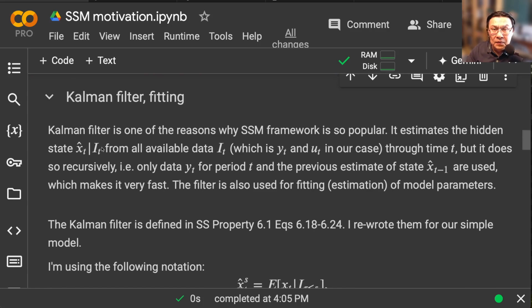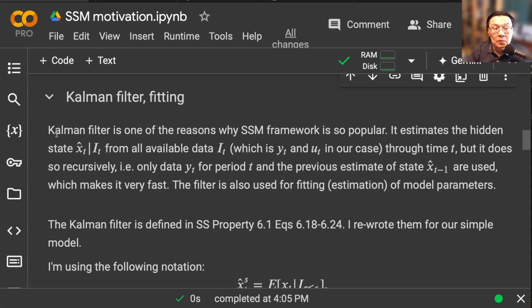Now let's actually get to the meat, right? How exactly state space models are working under the hood. So they're working through something called the Kalman filter. The Kalman filter is one of the reasons why the state space modeling framework is so popular, right? As a filter, what it does, it estimates this hidden state x_t given all the available data at time t. So everything you know about the world at time t, but not past it, will be used to calculate or estimate the hidden state at time t.